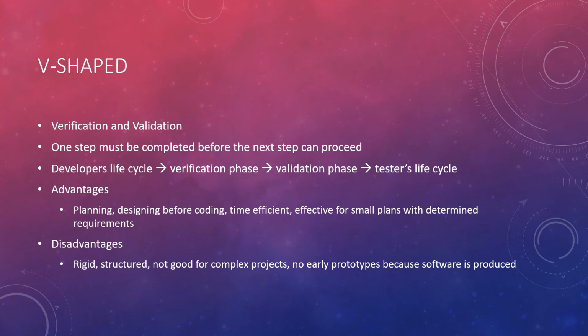And it involves the steps of developer's life cycle, the verification phase, the validation phase, and then the tester's life cycle. And the advantages for V-shaped is that it requires a lot of planning. So that's good to determine what is necessary for the project. It's time efficient, it's effective for small plans with determined requirements. So this one's a very good one for small plans, unlike the other ones that were more geared towards larger plans. And then disadvantages would include it's very rigid structure because it's very sequential, so one step to another.